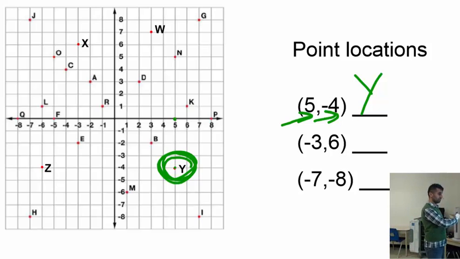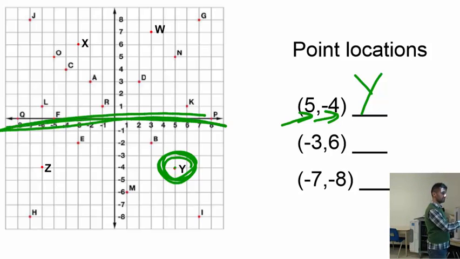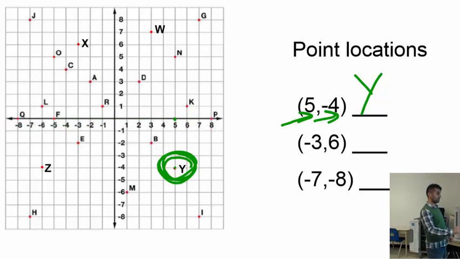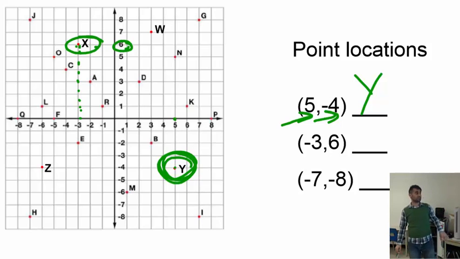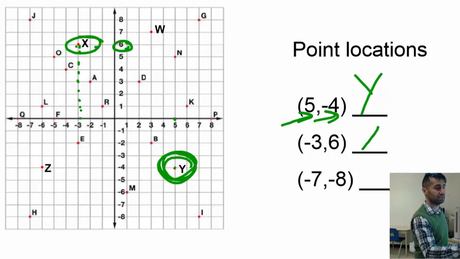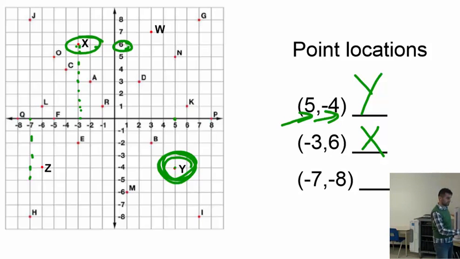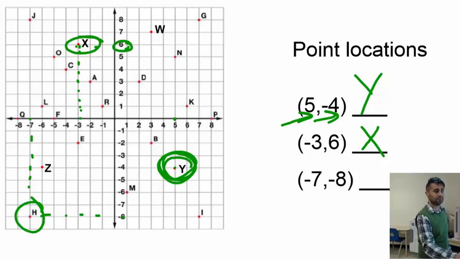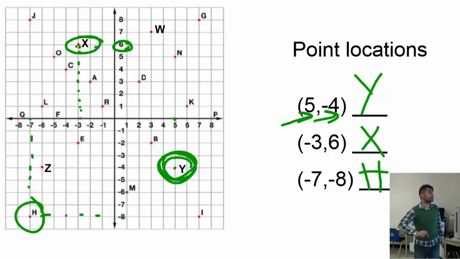-3, the first one is over here, -3 on the x-axis, right? -3 is right here. And then I go up to 6. Oh, that's the 6, you see? So it's talking about that Cartesian plane point, which is x. How about -7, -8? -7 is here, and -8 is there. So it is talking about h. Next example.